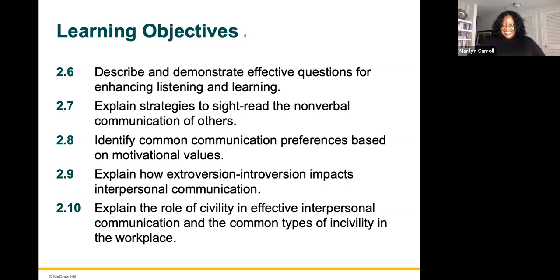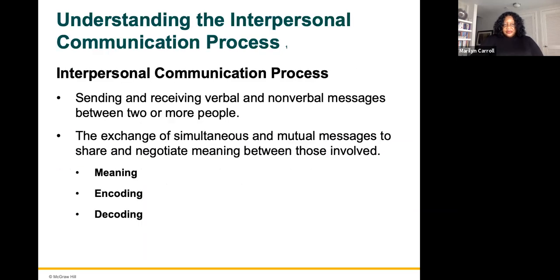Yes, exciting, isn't it? We're also going to identify common communication preferences based on motivational values, explain how extroversion and introversion impact interpersonal communications, and explain the role of civility in effective interpersonal communication and the common types of incivility in the workplace. So let's get started.